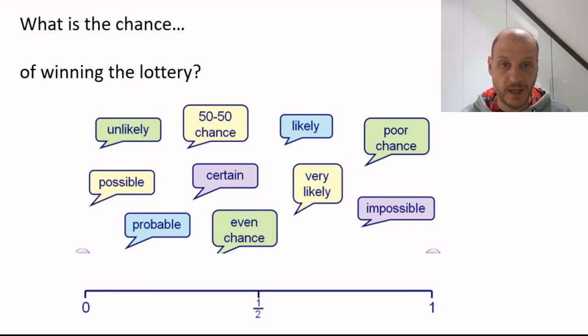And the last one then, what is the chance of winning the lottery? Well, it could happen. Somebody wins every so often, but it's very unlikely that you would win. So it's not impossible, because like I say, some people do win, but we're going to mark that really low and say that it is very unlikely that would happen.